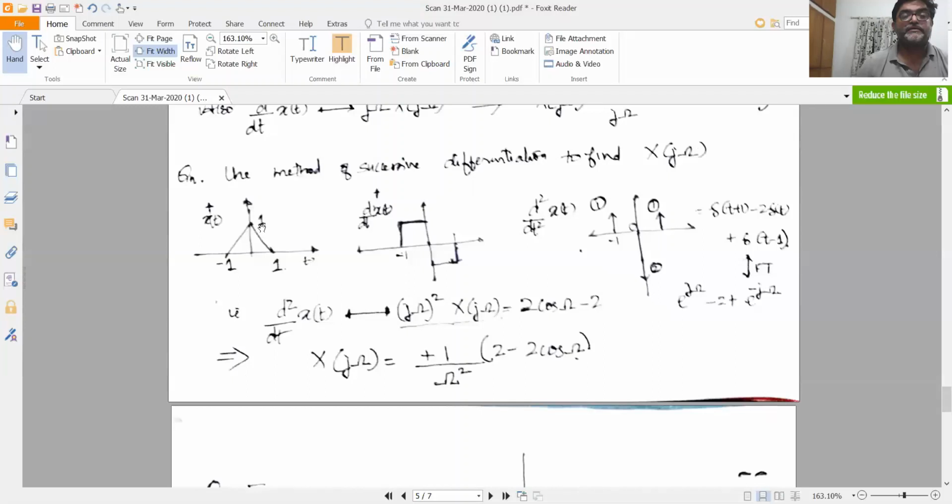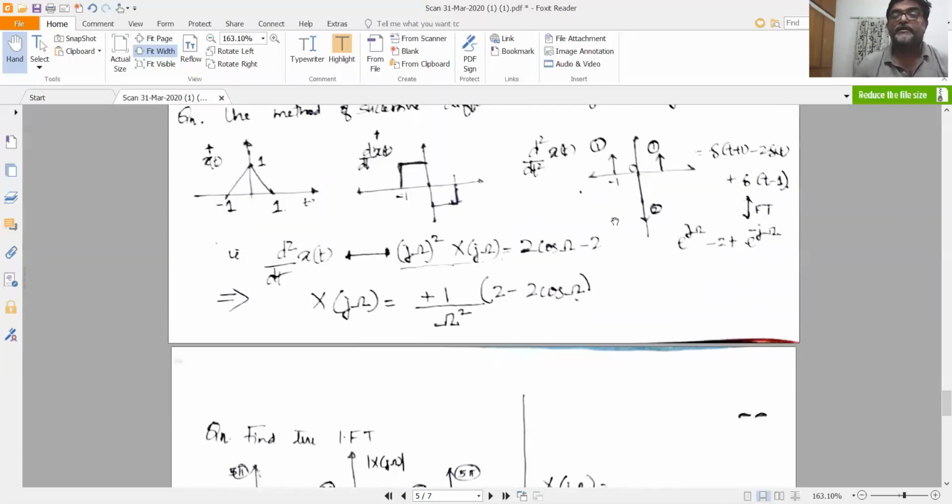This is a triangular pulse. Take the first derivative. The first derivative is this pulse, a positive pulse and a negative pulse. And the second derivative, here you will have a unit impulse, and here you have minus 2 delta t, and again here you have a unit impulse. So this is delta t plus 1, minus 2 delta t, plus delta t minus 1. This is Fourier transformed to e raised to j omega minus 2 plus e raised to minus j omega.